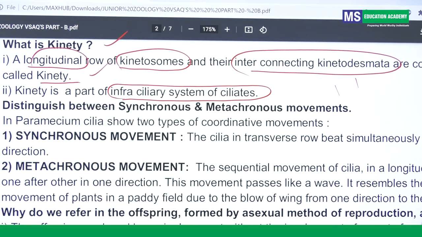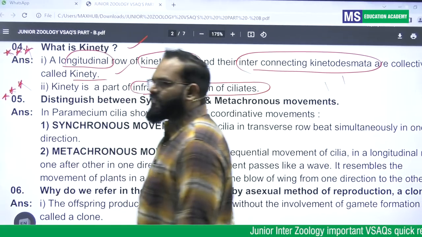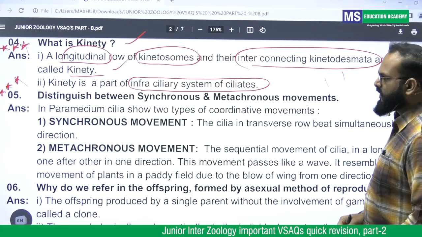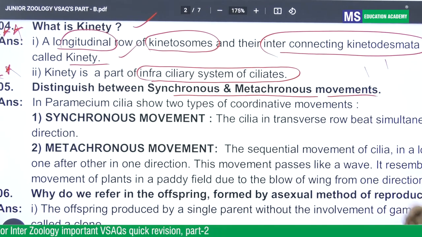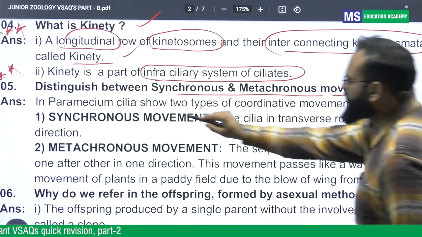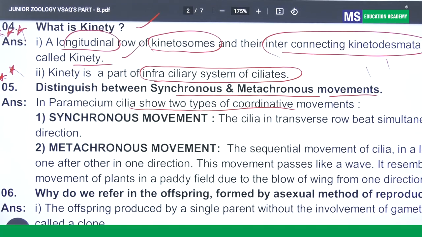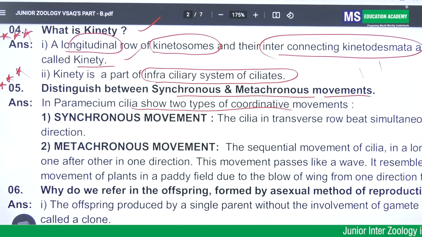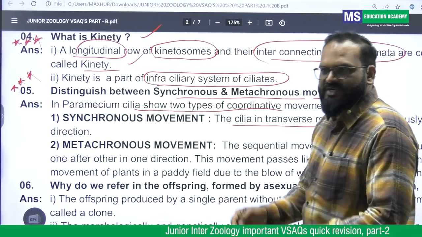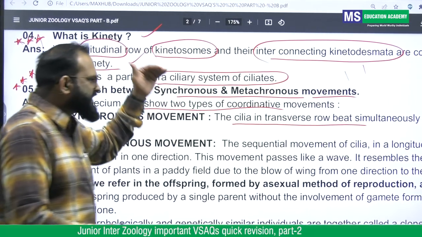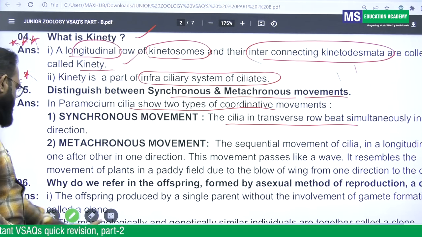Next, another triple star question. Even this is a frequently asked question. Distinguish between synchronous and metachronous movement. In paramecium, cilia show 2 types of coordinative movements. First, what is synchronous movement? Cilia present in a transverse row beat simultaneously in one direction, like this.